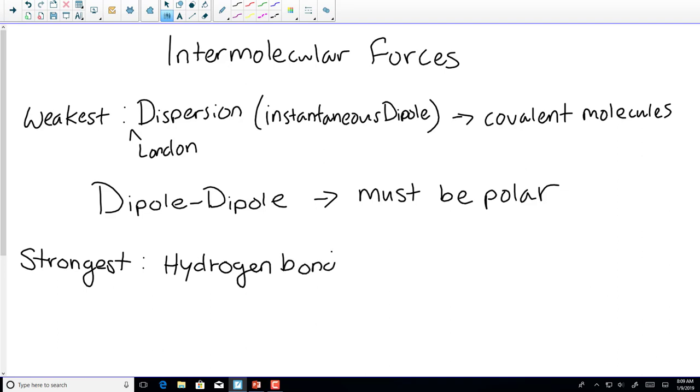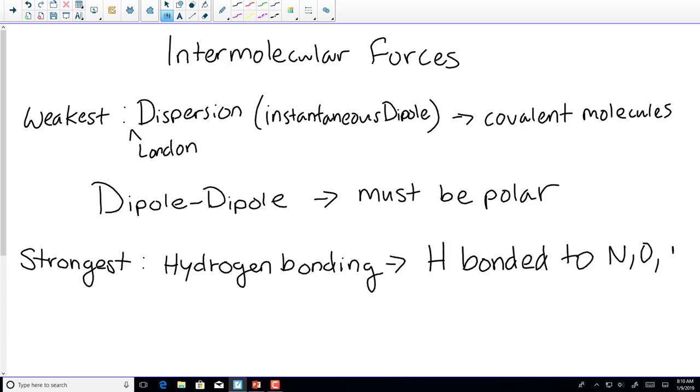Which was a kind of dipole-dipole, but what extra quality did it need? Good. It had to have hydrogen bonded directly to nitrogen, oxygen, or fluorine. One of those 3. And that is the strongest intermolecular action we have. These are between like molecules, so you're either looking at one H2O molecule to another H2O molecule, or one H2O molecule to another molecule that can also hydrogen bond, like we did the example of ethanol could also hydrogen bond. So this is between like molecules.